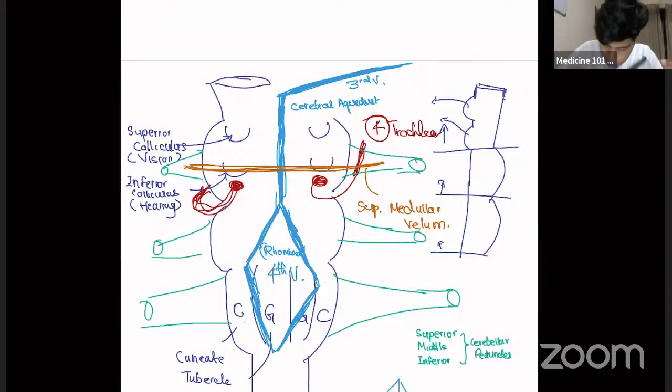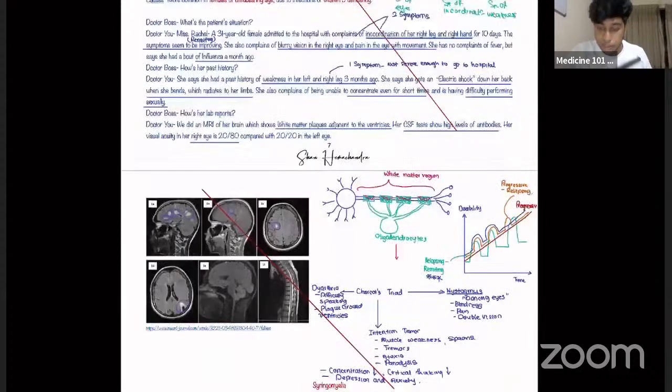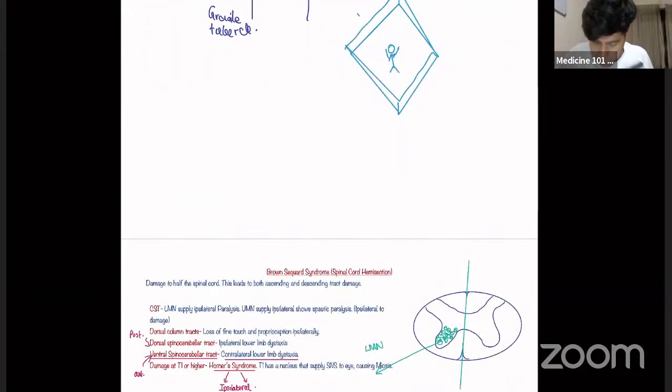And give me 5 minutes, guys. I will finish the thalamus and the reticular formation. I need to do that. Let me do those topics and we are done.